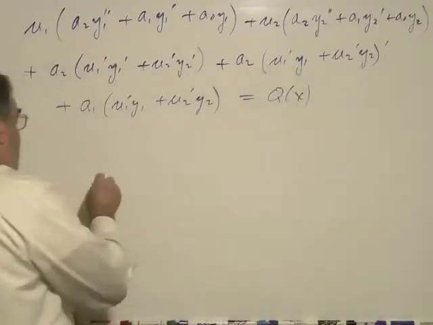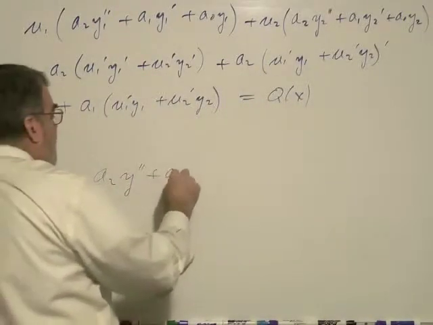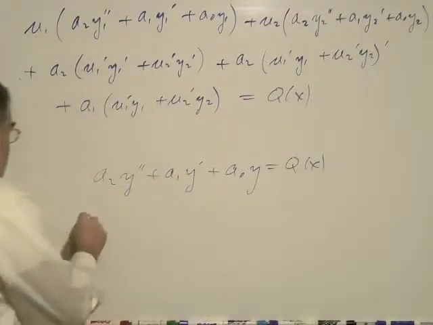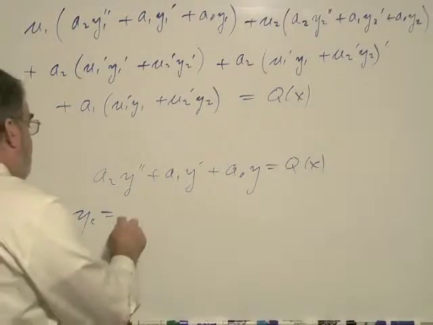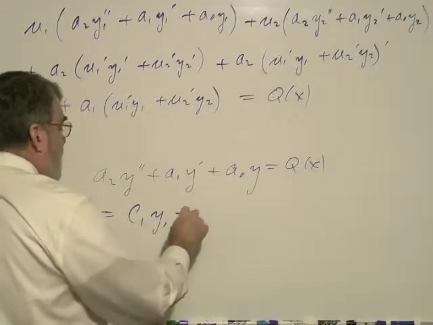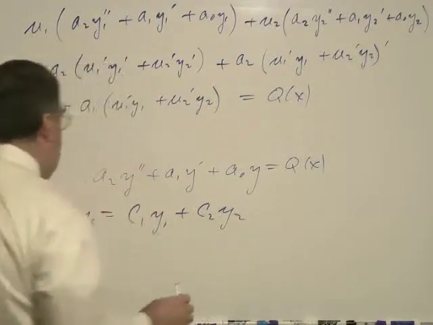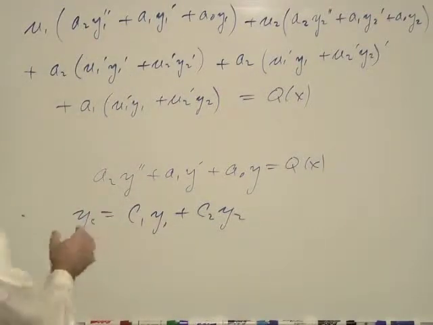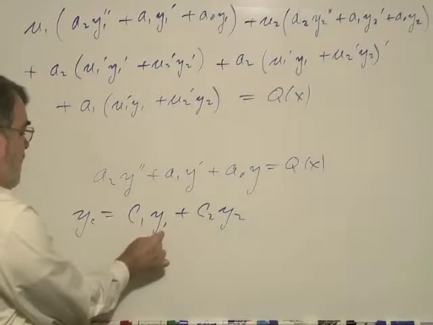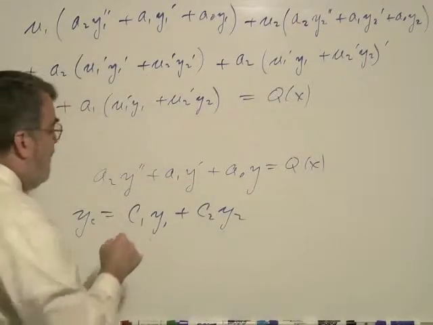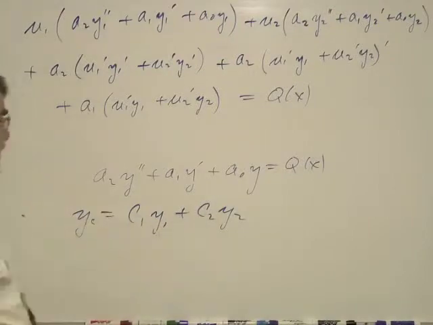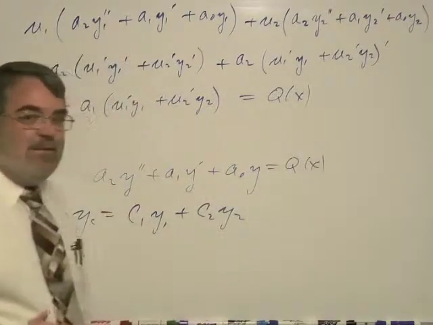was this problem. It was a2 y double prime plus a1 y prime plus a0 y equal to q of x. Now, when we solved the complementary solution, we got some constant c1 times y1 plus some constant c2 times y2. Now the complementary solution, you recall, solves the homogeneous equation where the right side is 0. So in other words, if I plug in y1 into this equation with all its derivatives, the right hand side is going to be 0. Same with y2, because the complementary solution solves everything equal to 0.